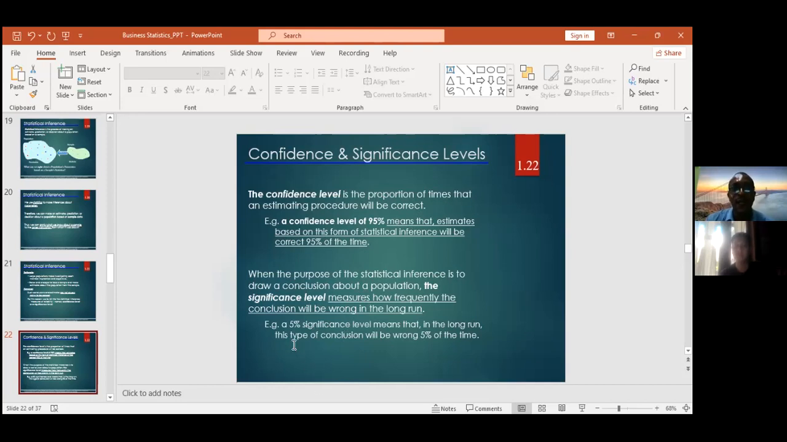For example, a 5% significance level means that in the long run, this type of conclusion will be wrong only 5% of the time. So if you are making inferences from a data and you only have 5% chance of being wrong, it's still okay, because 5% is still considered minimal. If it is 1%, it's even better. So it means you have 99% confidence relying on your conclusion. But at least 5% is the benchmark. 1%, okay.